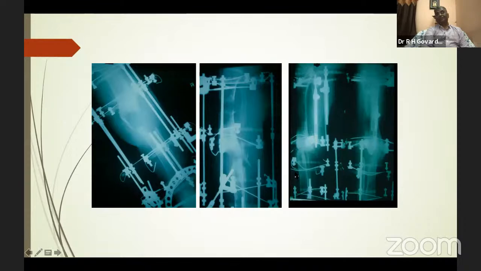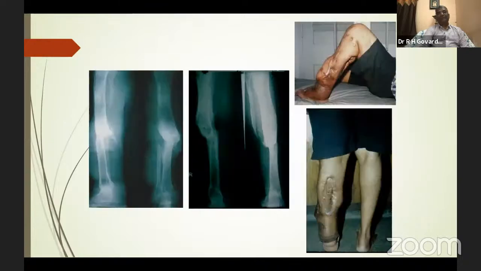You can see that all these wires are bent. The bending of the wires is because of the compression which is given at the local site, which resulted in healing of the non-union site, as well as he had a good regenerate.